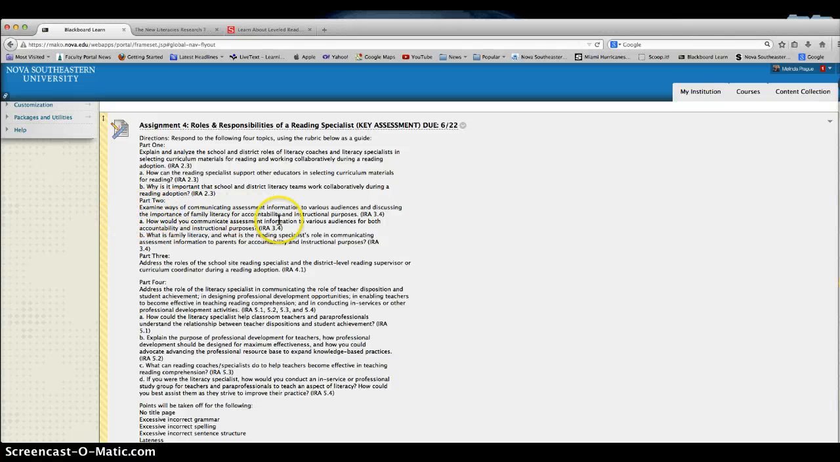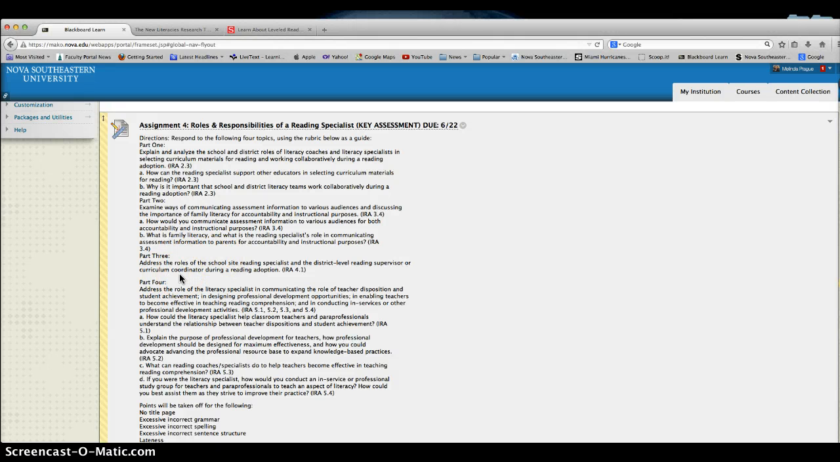Part 2, examine ways of communicating assessment information to various audiences and discussing the importance of family literacy for accountability and instructional purposes. So A, how would you communicate assessment information to various audiences for both accountability and instructional purposes? How do you let your parents know how the kids are doing? How do you share this information with other important individuals in your school? B, what is family literacy? And what is the reading specialist's role in communicating assessment information to parents?